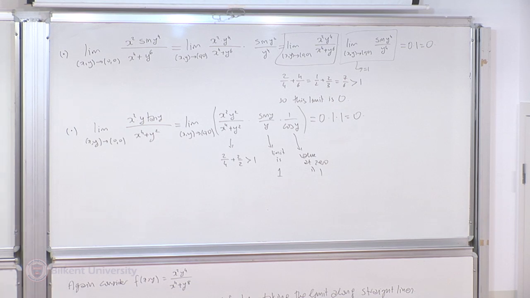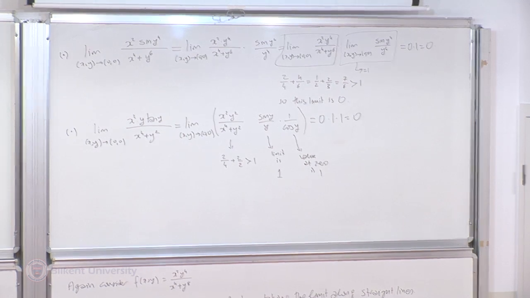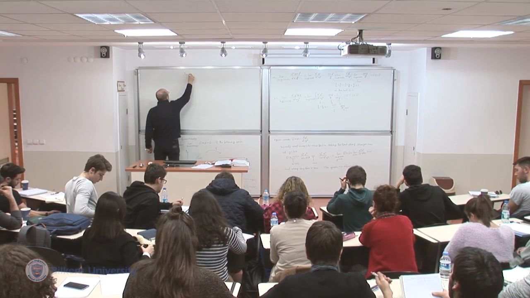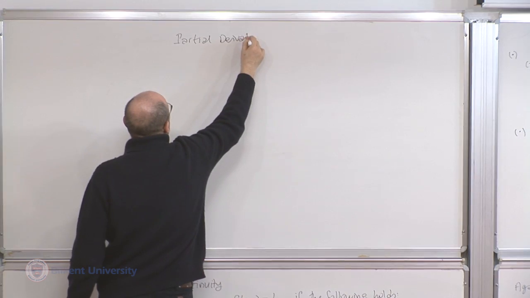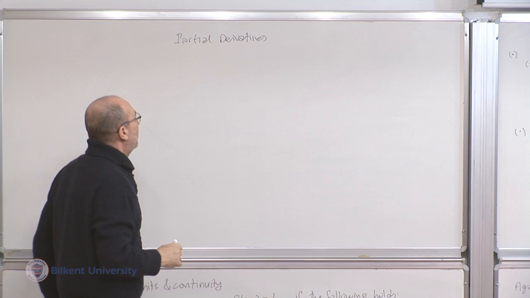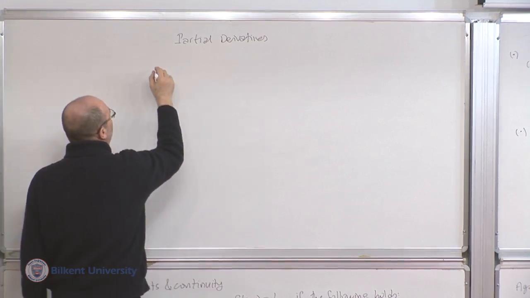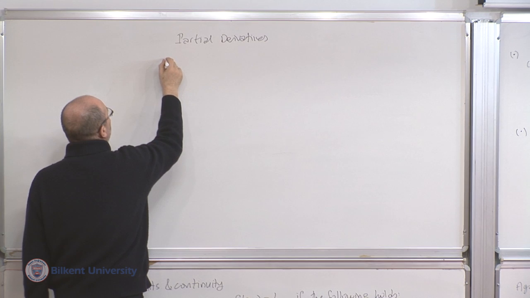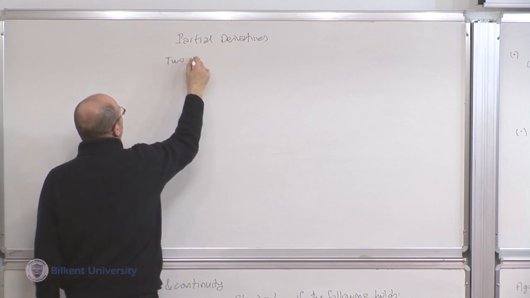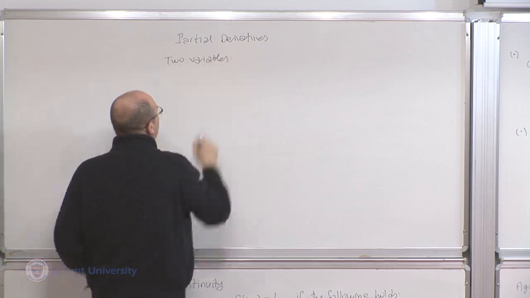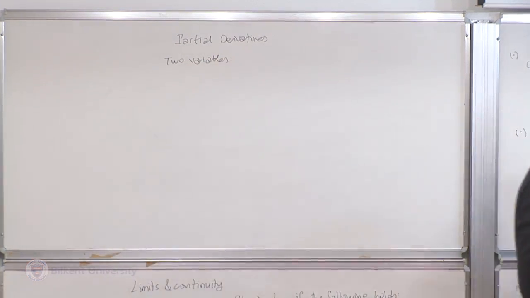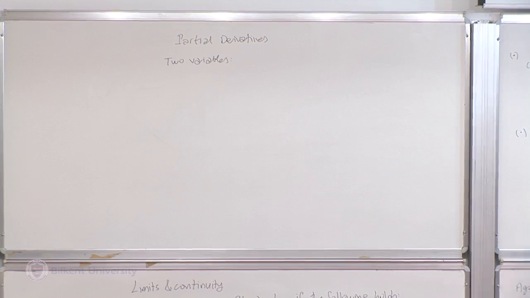So this is a section on partial derivatives. So we have a function of several variables. Let us start with two variables. The partial derivative is the same idea as one parameter derivatives. We are extending it to several variables.